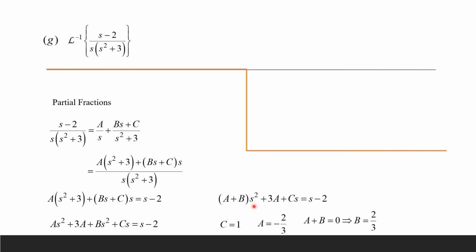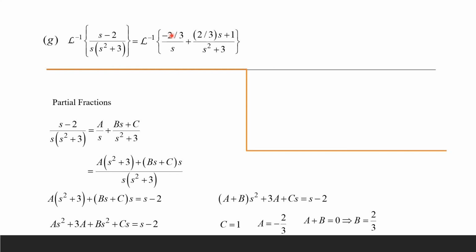For the coefficient of s², A + B is the coefficient of s² on the left, but there is no s² on the right side. That means the coefficient of s² on the right side is equal to 0. So if A + B equals 0, B must be negative A, and we already know the value of A, therefore B must be equal to 2/3. Now substitute these values A, B, C back into the partial fraction. So this is what we are getting.